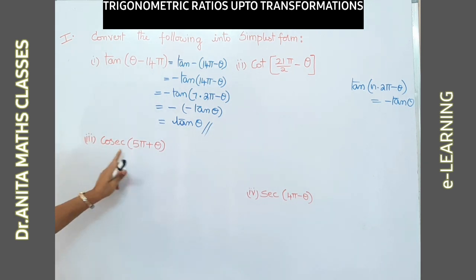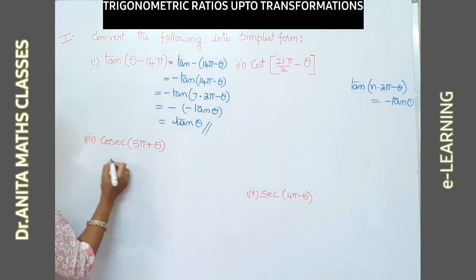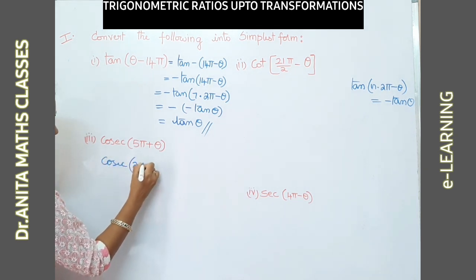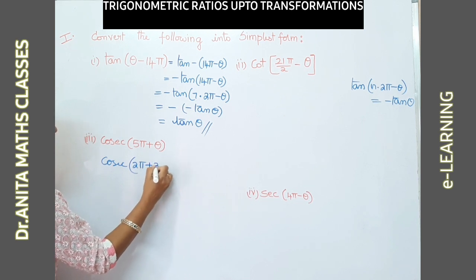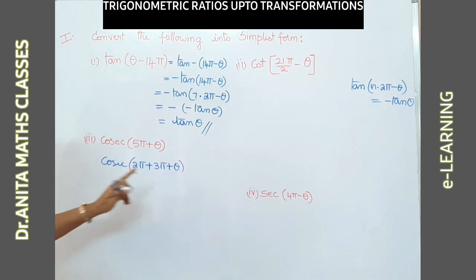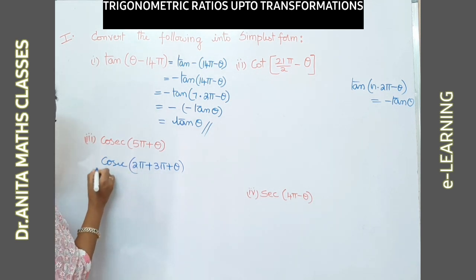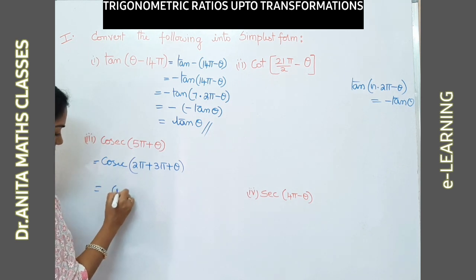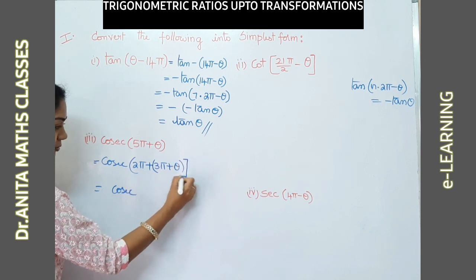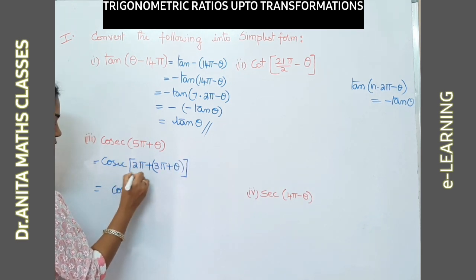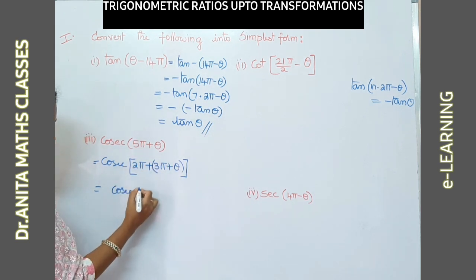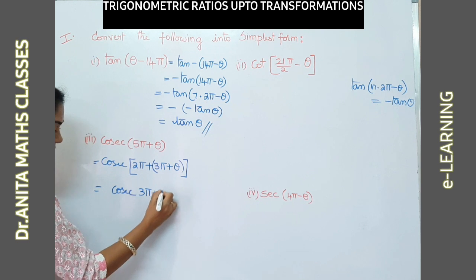So simply plus tan theta is the final answer. So next problem, cosecant of (5 pi plus theta). The same way, we will reduce this. I can form 5 pi as 2 pi plus 3 pi. Now I can write this as cosecant of 2 pi plus 3 pi plus theta. So cosecant of 2 pi plus theta is simply cosecant of (3 pi plus theta).